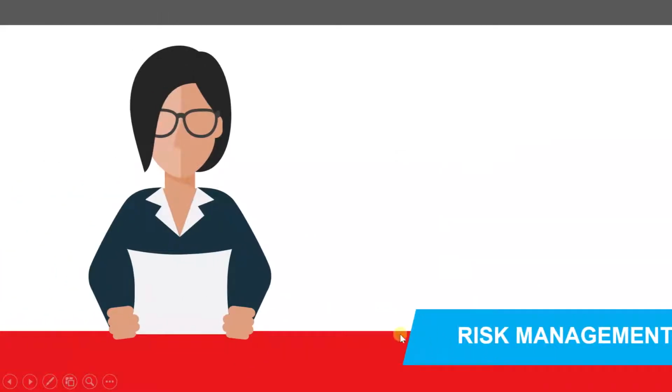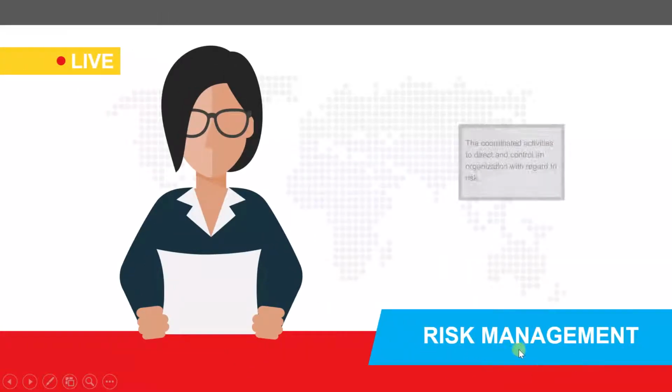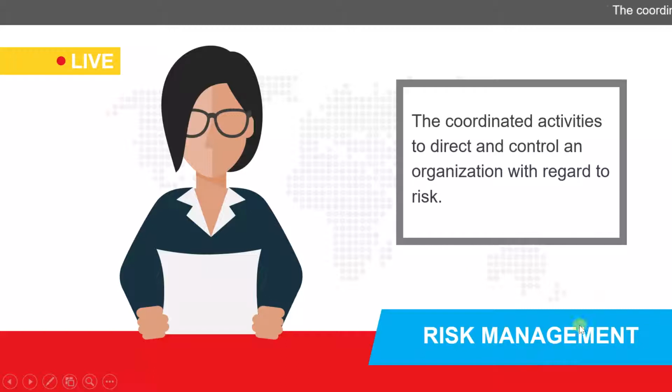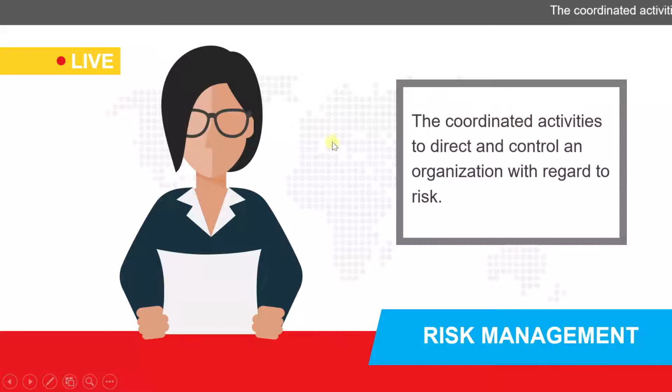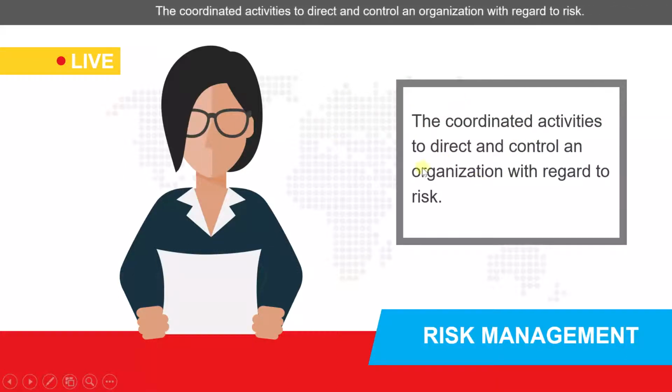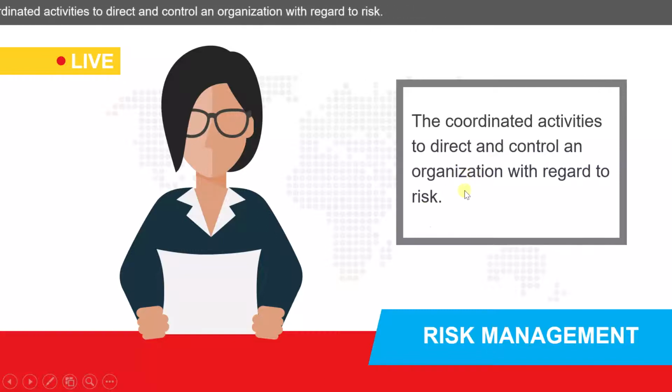Now the next definition is risk management. So what is called risk management? The coordinated activities to direct and control an organization with regard to risk. So there will be a management team established, and the activity of that team will be to coordinate the activities so that we can minimize or control the risk in an organization. That is called risk management.